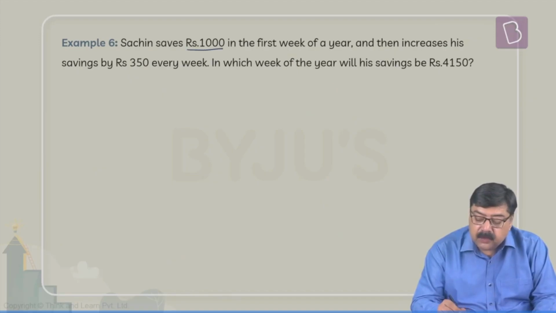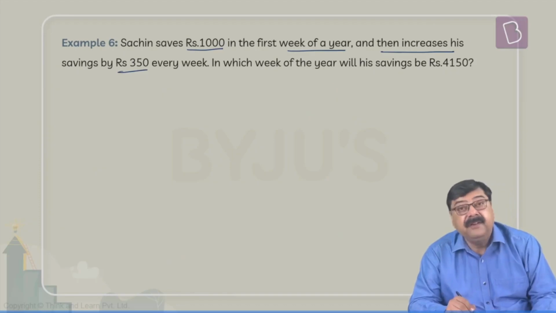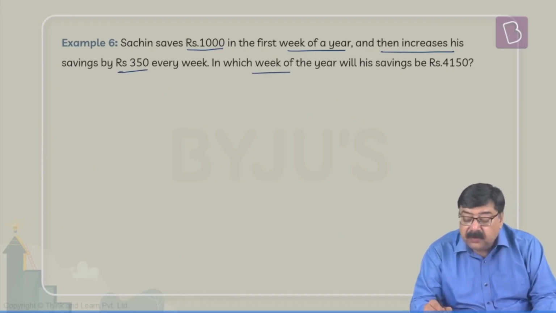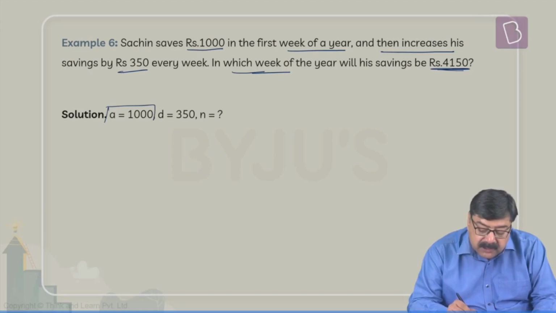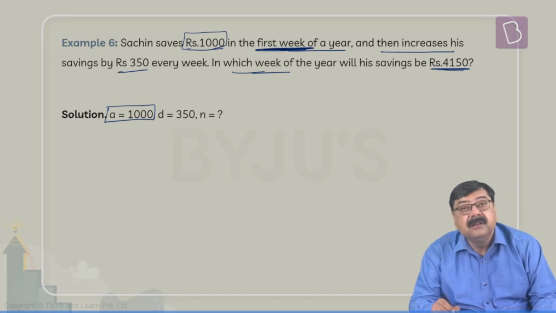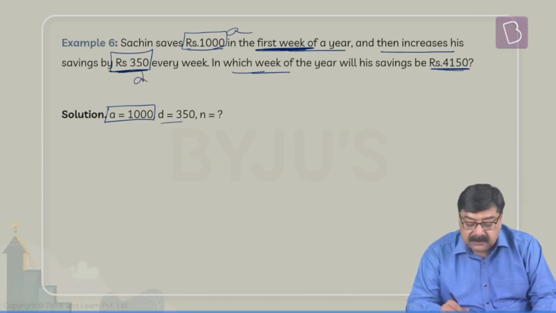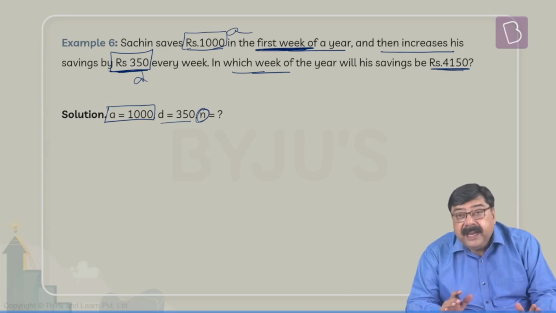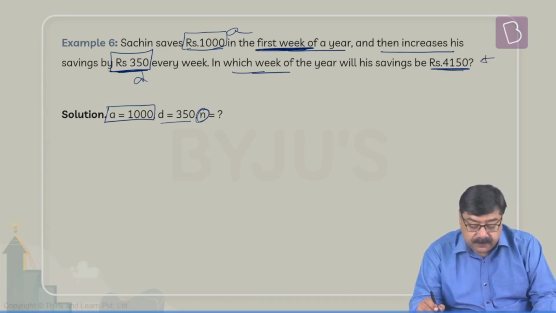Now Sachin saves rupees 1000 in the first week of a year and then increases his savings by rupees 350 every week. Now in which week of the year will his savings be rupees 4150? Now A happens to be 1000 here because Sachin saves rupees 1000 in the first week. So this becomes A. And he's increasing his savings by rupees 350 every week. So this must be the value of D. So we need to find out the week in which his savings amount to 4150.